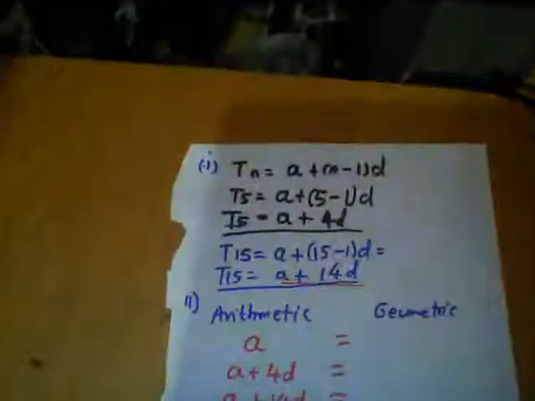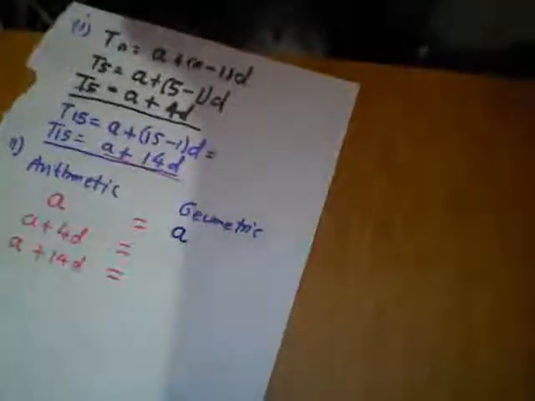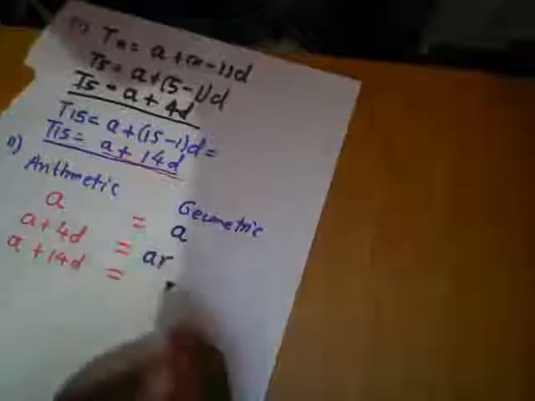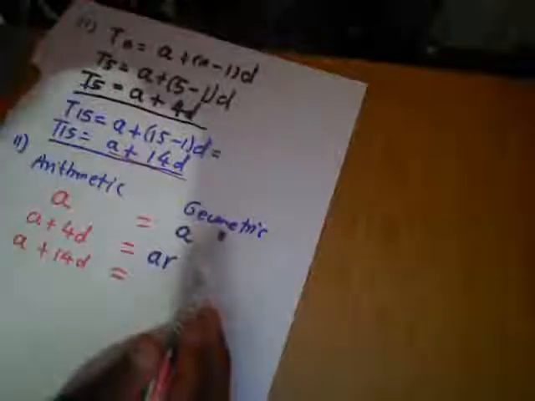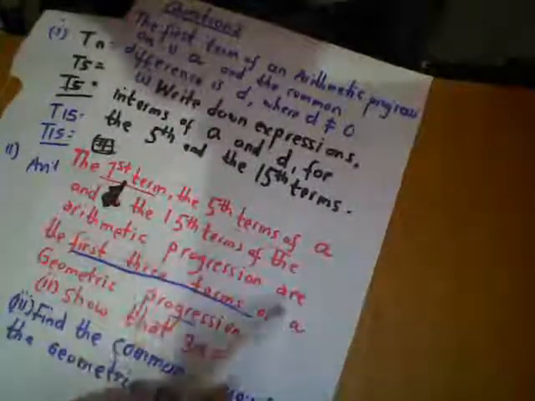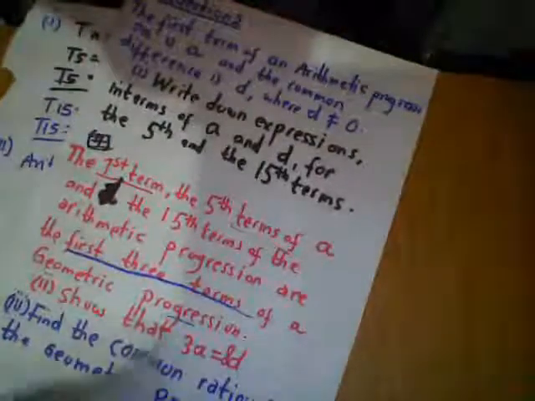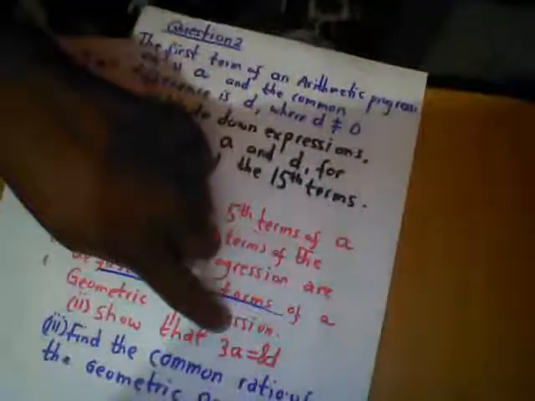So for that case, the first term of arithmetic equals the first term of geometric. The second term is going to be A r. How do you know the first term of arithmetic equals the first term of geometric? Because they say the first, fifth, and 15th terms of arithmetic progression are the first three terms of the geometric. So the first one is equal to the first one. The fifth one of arithmetic is equal to the second of geometric.